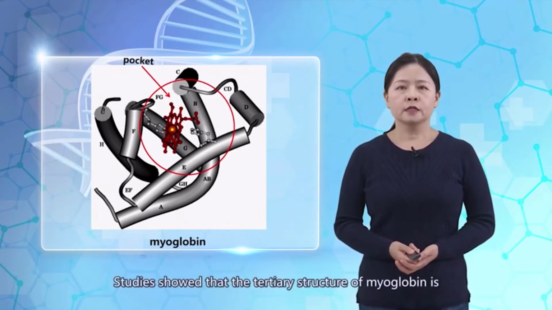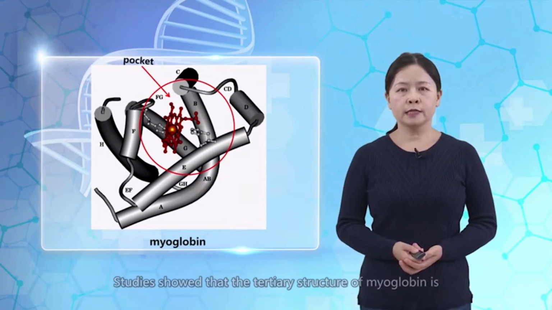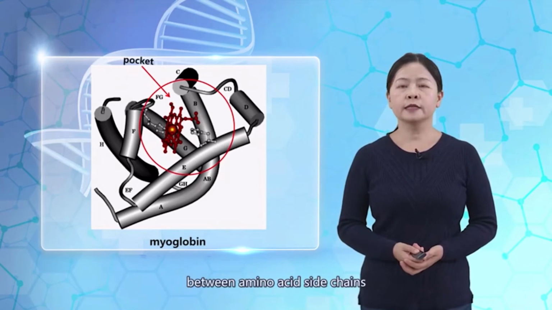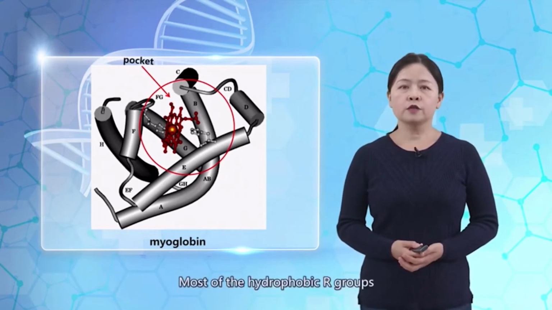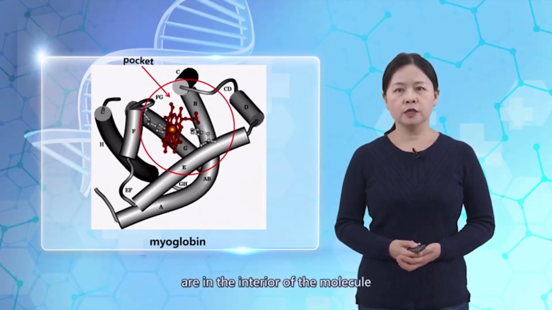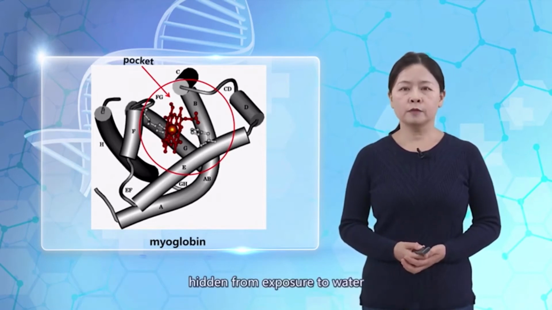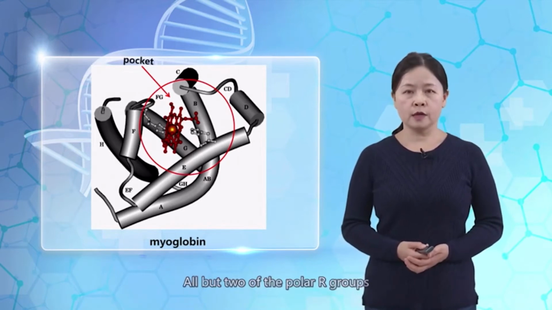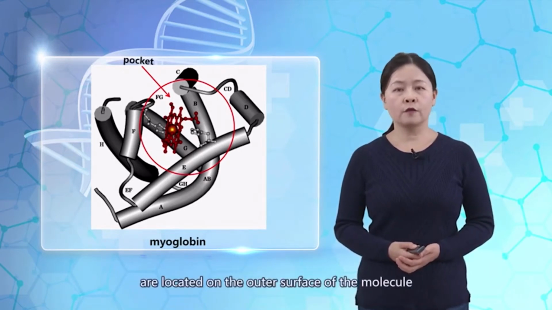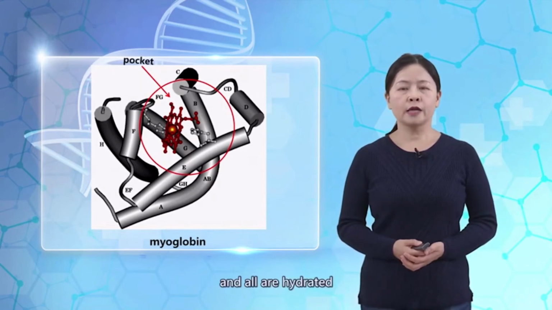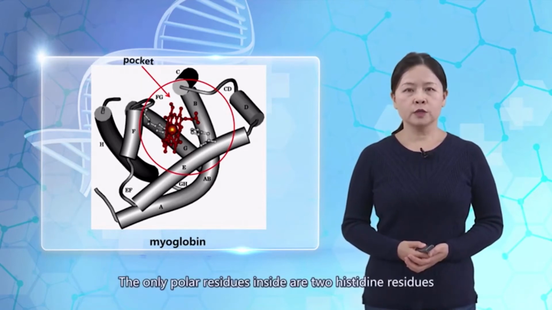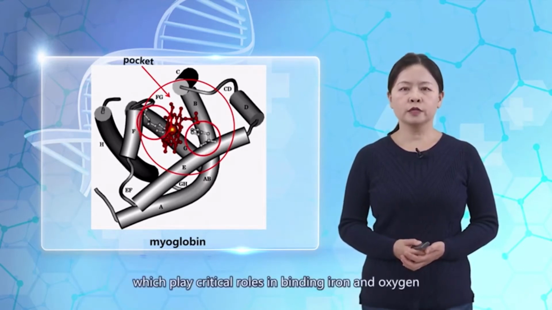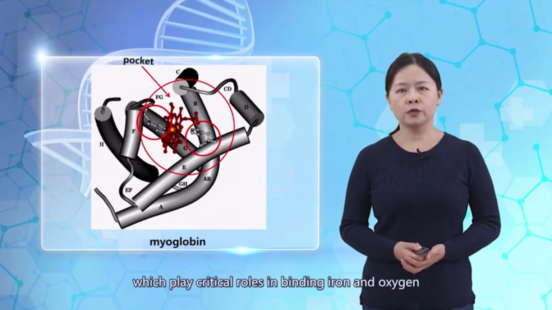Studies show that the tertiary structure of myoglobin is largely stabilized by the hydrophobic effect between amino acid side chains. Most of the hydrophobic R groups are in the interior of the molecule, hidden from exposure to water. All but 2 of the polar R groups are located on the outer surface of the molecule, and all are hydrated. The only polar residues inside are 2 histidine residues, which play critical roles in binding iron and oxygen.